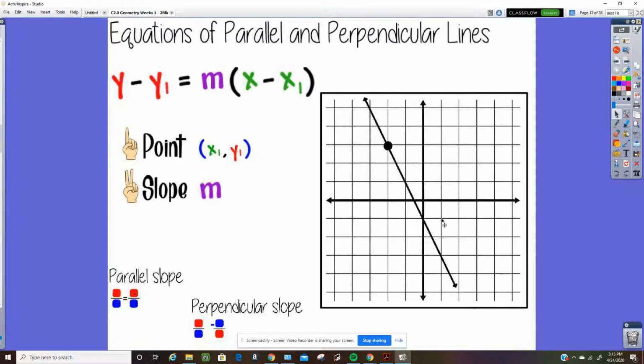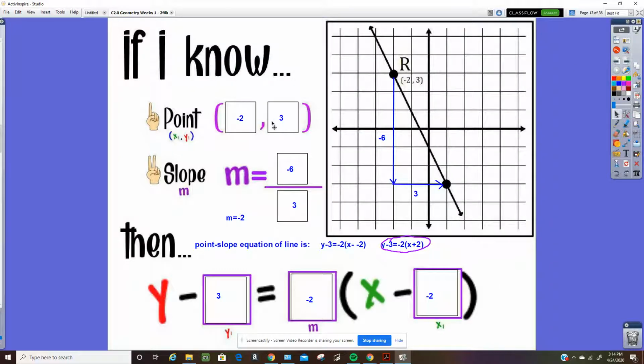So right here is the point slope of a line. So y minus the y value is equal to m times the quantity x minus the x value. So your point is x1, y1. That's what goes in here. So the point goes in here, and m is the slope. So going on to the next slide.